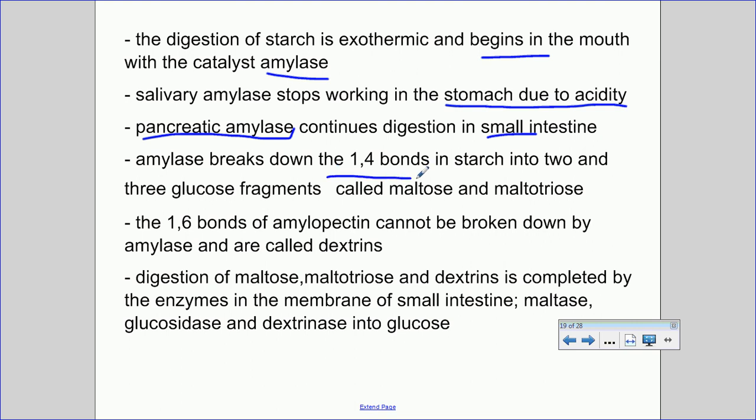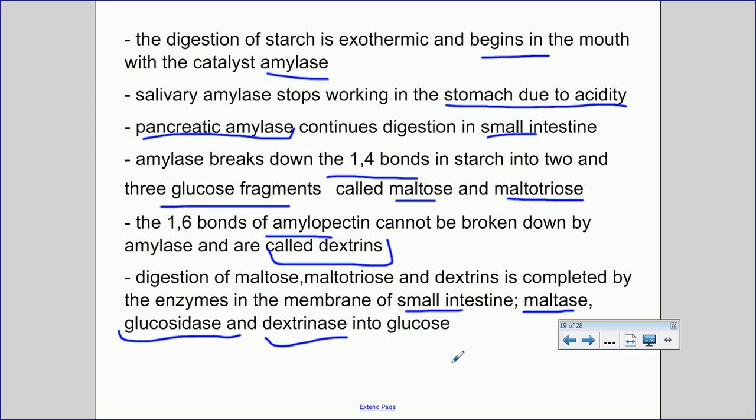Amylase will break down the 1,4 bonds in starch into 2 and 3 glucose fragments called maltose and maltotriose. The 1,6 bonds of amylopectin cannot be broken down by amylase and are called dextrin. Now, the digestion of maltose, maltotriose, and dextrins will be completed by the enzymes in the membranes of the small intestine, and those enzymes are maltase for maltose, glucosidase for maltotriose, and dextrinase for dextrins, and these will all break down these smaller fragments into glucose monomers.